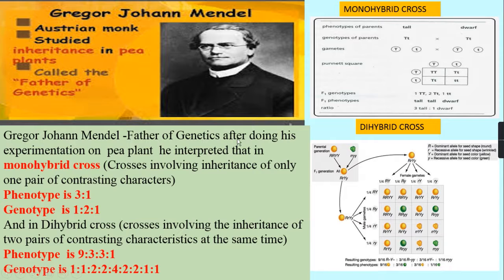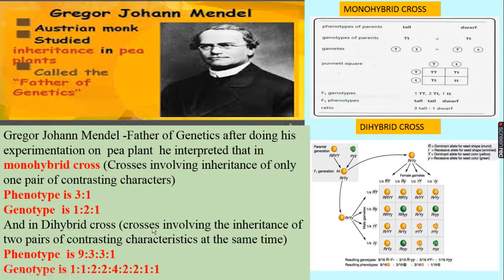Georg Johann Mendel, father of genetics, after doing his experimentation on pea plants, interpreted that in a monohybrid cross, which means crosses involving inheritance of only one pair of contrasting characters, the phenotype ratio is 3:1 and the genotype ratio is 1:2:1.